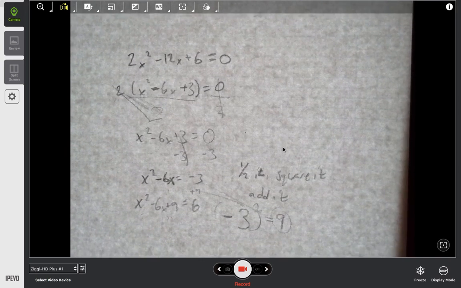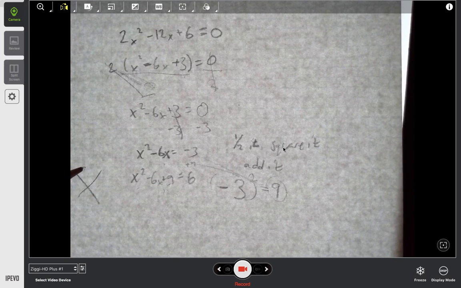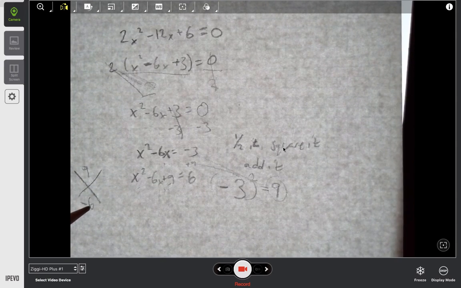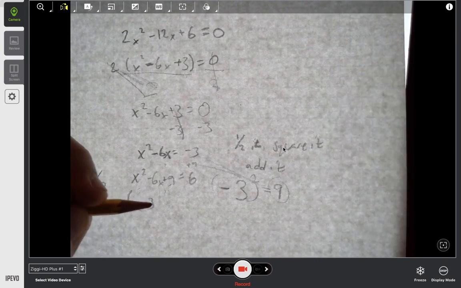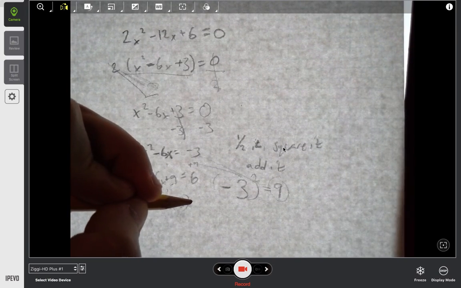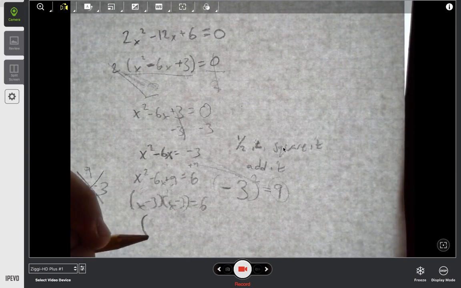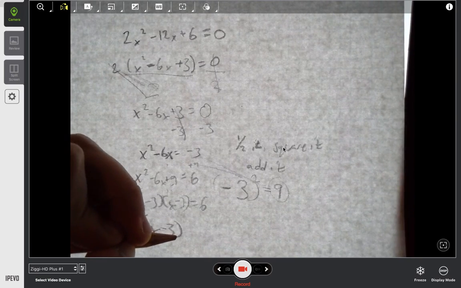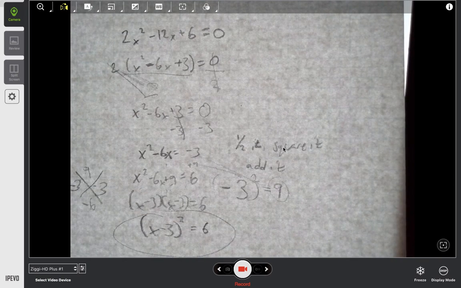And now I can play my diamond game here. I know it's always going to come up with a square. Two numbers that multiply to 9 and add to negative 6. Well, 3 times 3 gets me 9, but 3 plus 3 is positive 6. If I try negative 3 times negative 3, that's going to be it. So I get x minus 3, x minus 3 equals 6, and I continue from here. Well, x minus 3 times x minus 3 is really x minus 3 squared equals 6. That should be my answer.